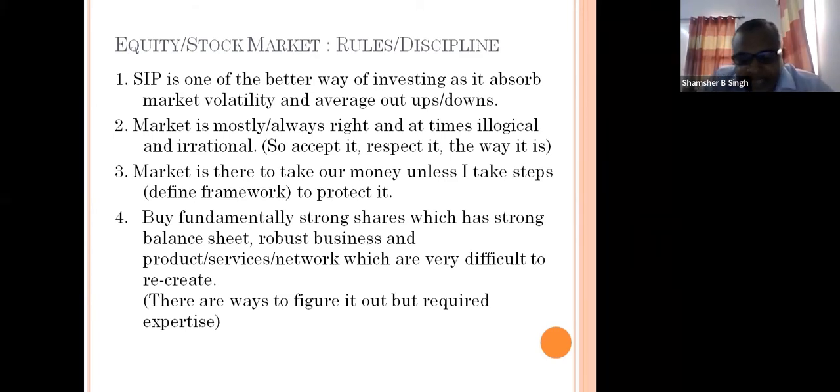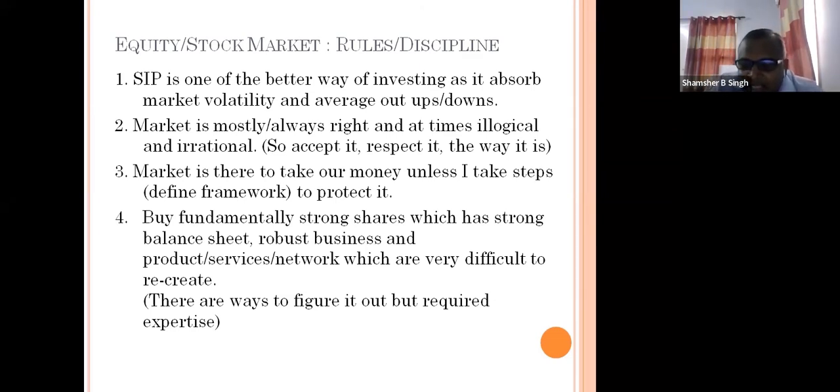Let's say my salary is 50,000, I am investing 10,000 every month. Next year my salary becomes 60,000, then I'll start investing 12,000 per month, and so on. So my point is, SIP is the better way of investing. It absorbs market volatility, and it offsets our behavioral bias which might be created by the market.